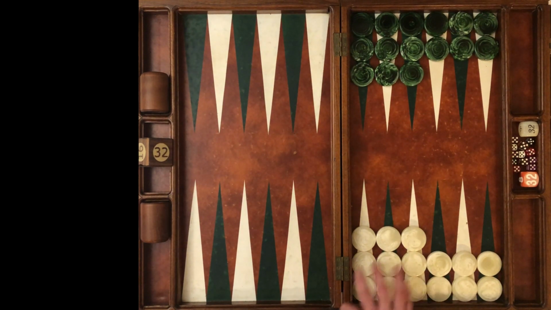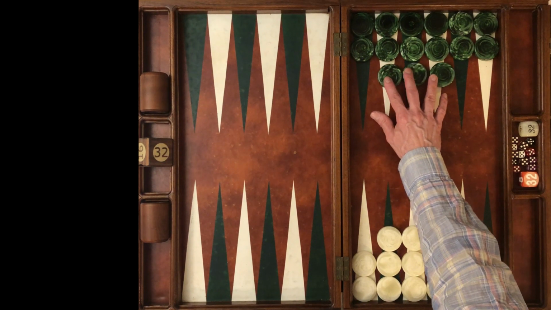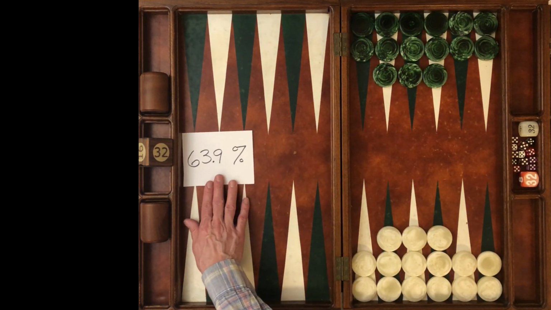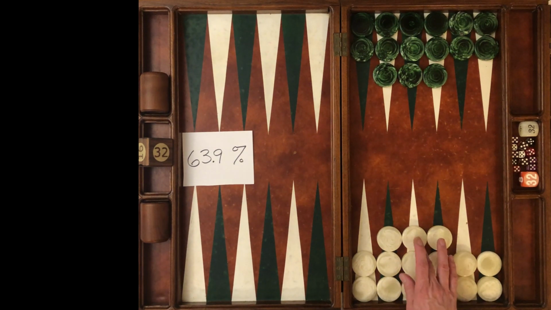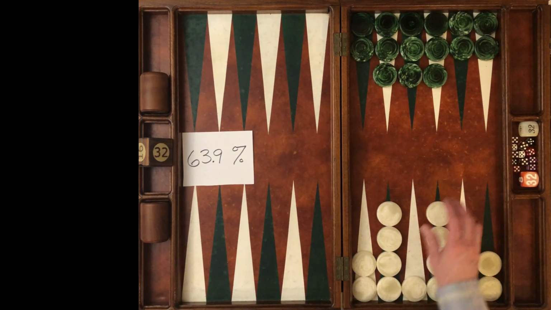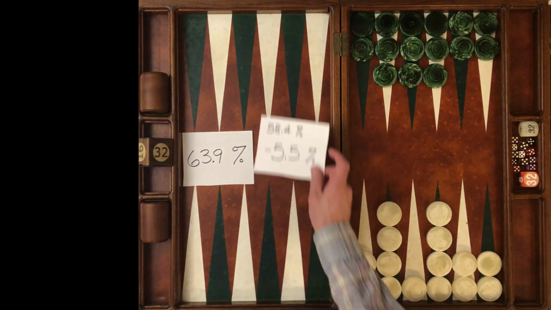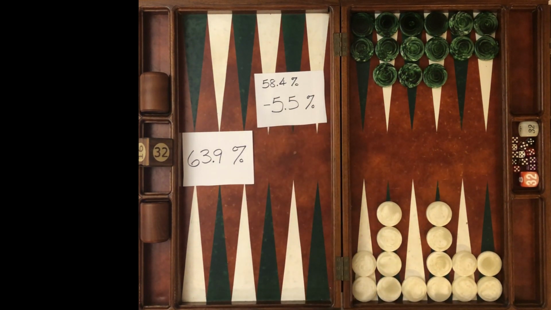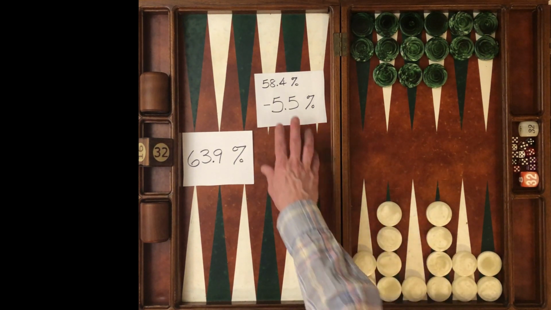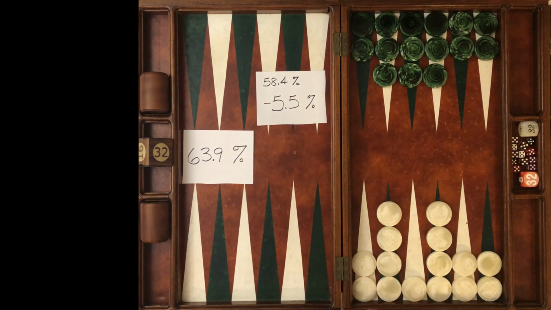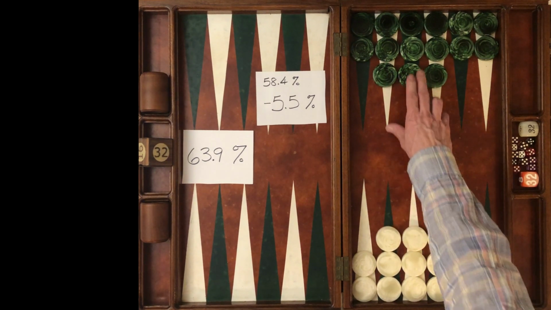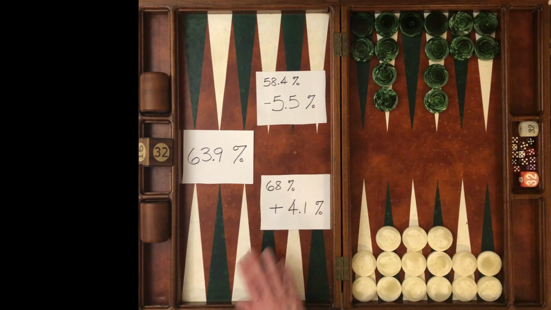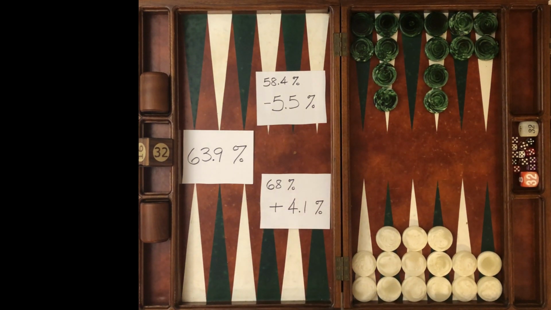So the second one we're doing here, we're going to use this position. As is, our winning percentage here is 63.9%. And if we create some stacks, a weakness for us, our winning percentage drops to 58.4. We lose 5.5% in winning percentage with this weakness. And if instead of for us, the weakness is on the opponent's side, we gain 4% in winning percentage.